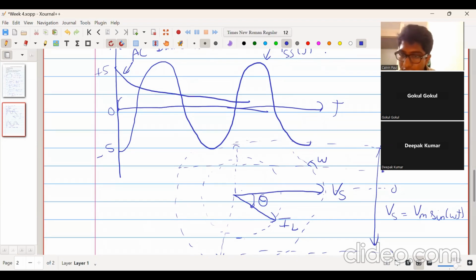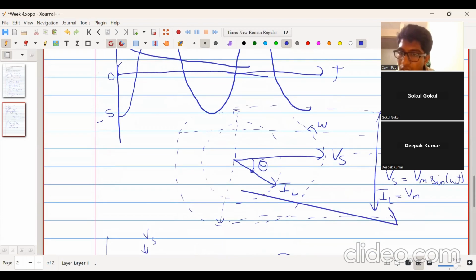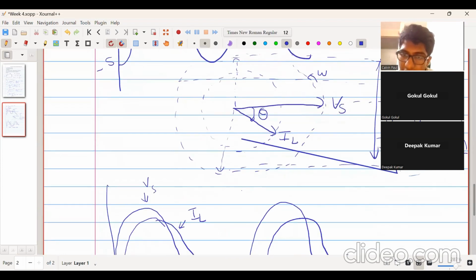Now IL is lagging it, and it is given by Vm divided by square root of R square plus omega square L square, into sine of omega t minus theta. This part is the magnitude of the current, the amplitude of the current phasor, and this is the phase lag. Theta is the phase lag, and that theta is given by tan inverse of omega L upon R.